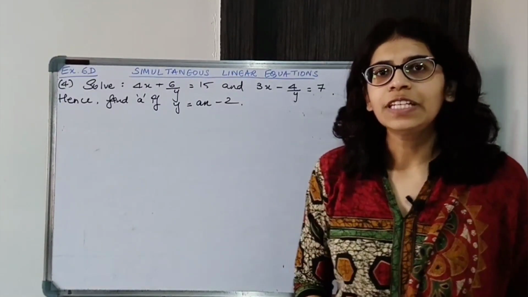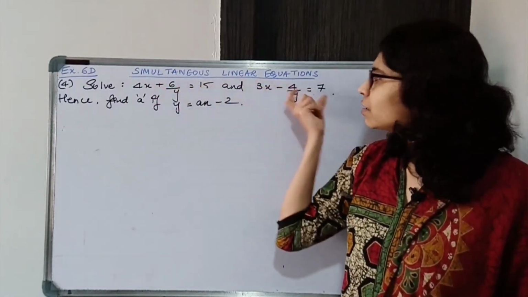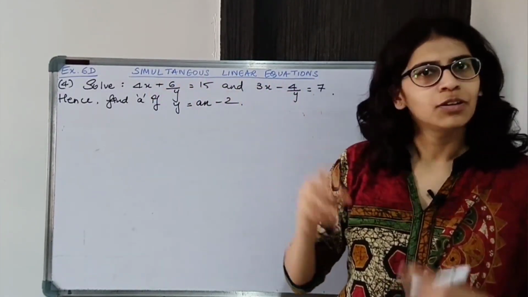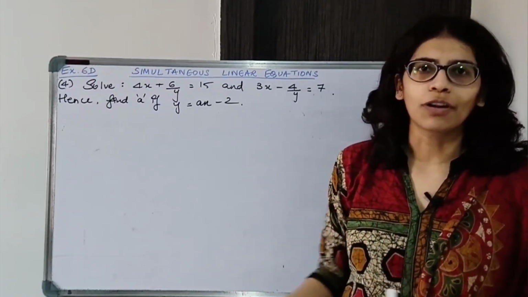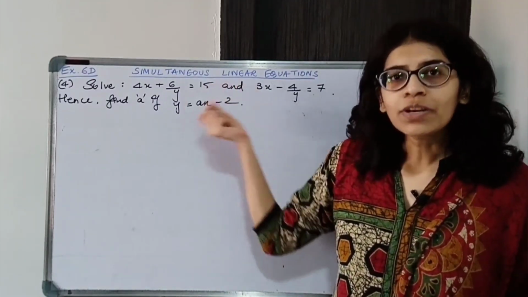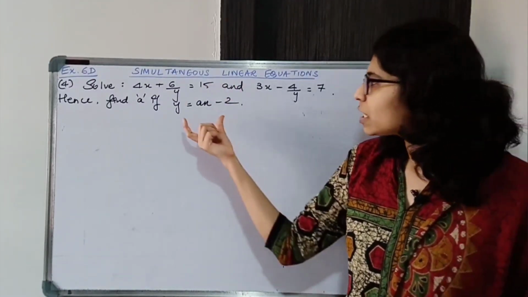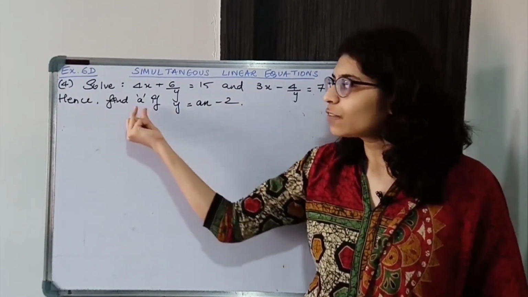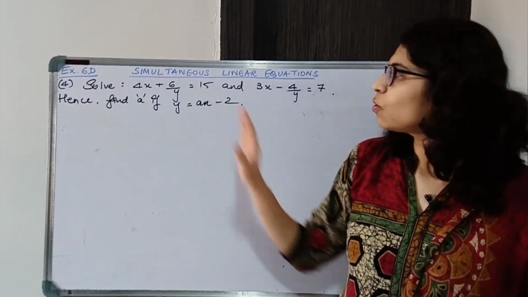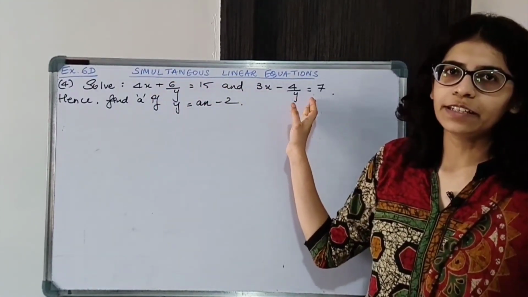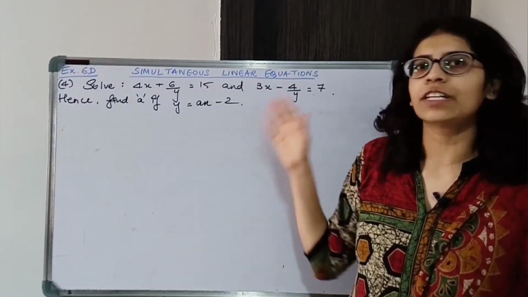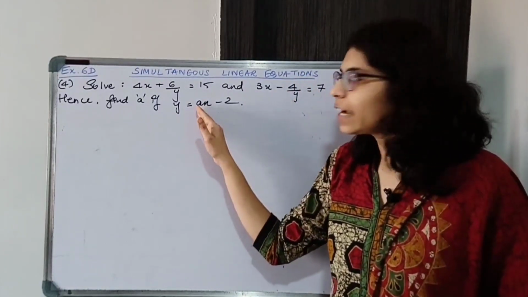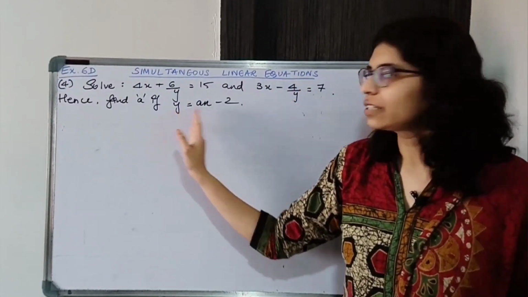Over here we just have to solve these two equations normally, just the way we solve, and once you get the value of x and y, you just have to substitute the values of x and y over here and find the value of a. So you just have to solve the pair of linear equations, find the value of x and y. Once you get the values of x and y, find the value of a by substituting the values over here.